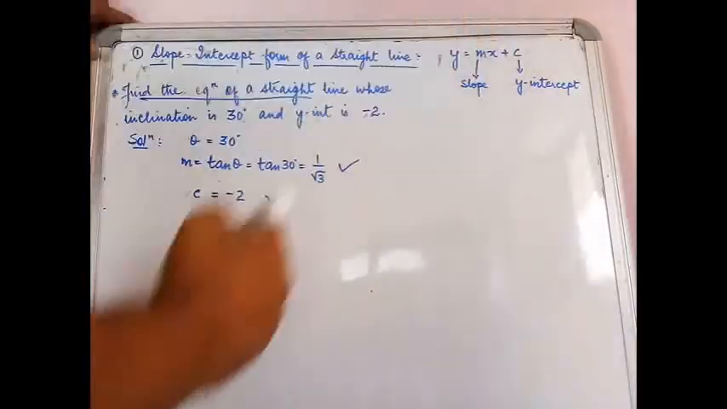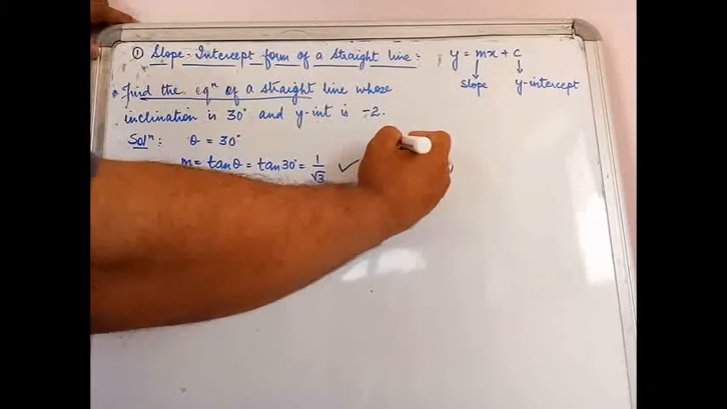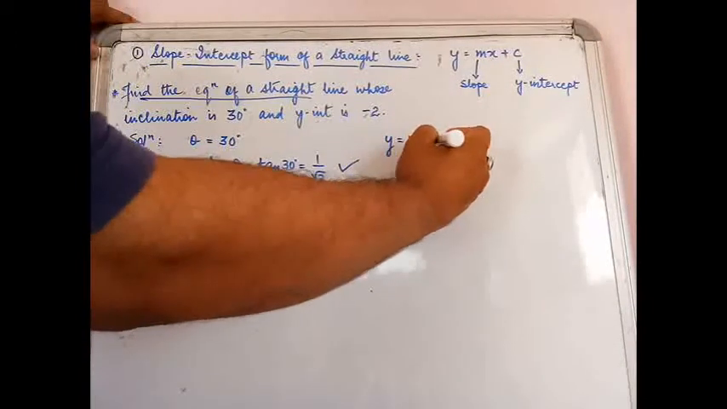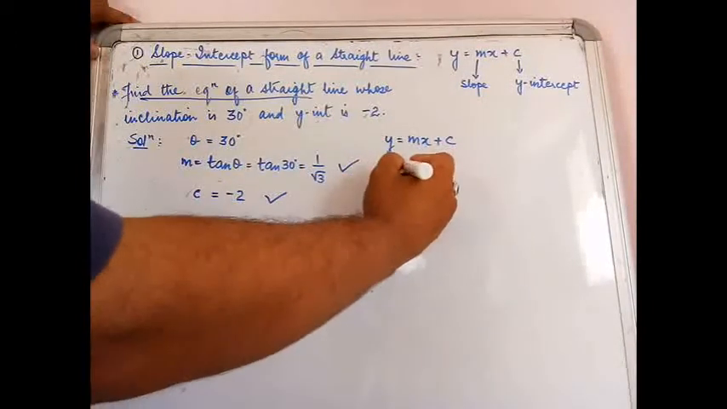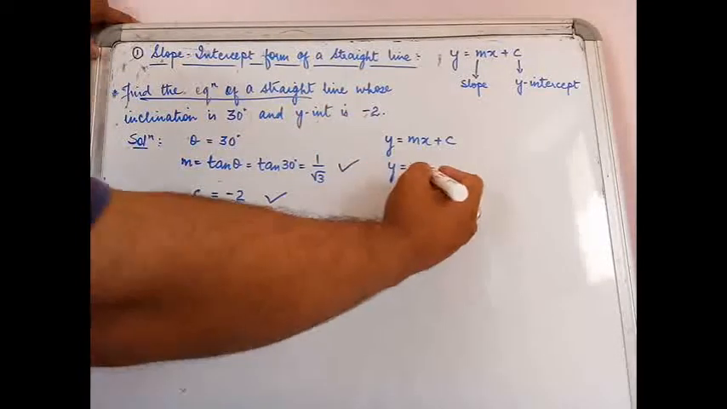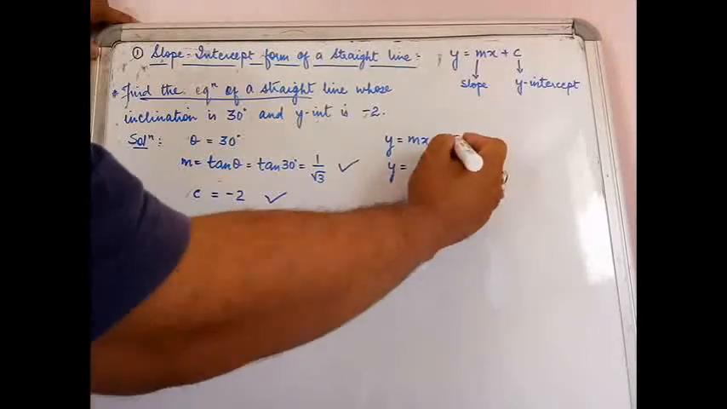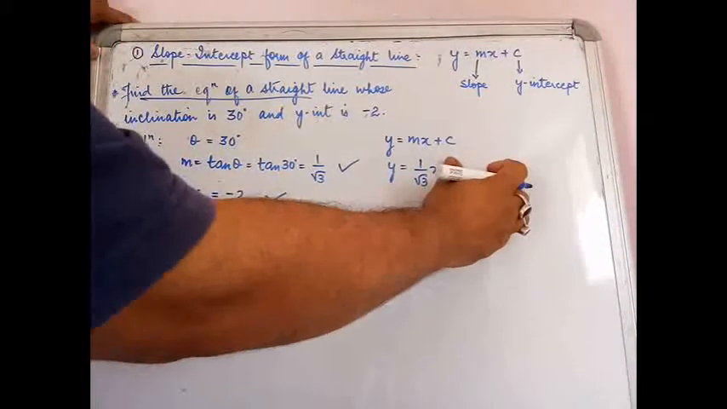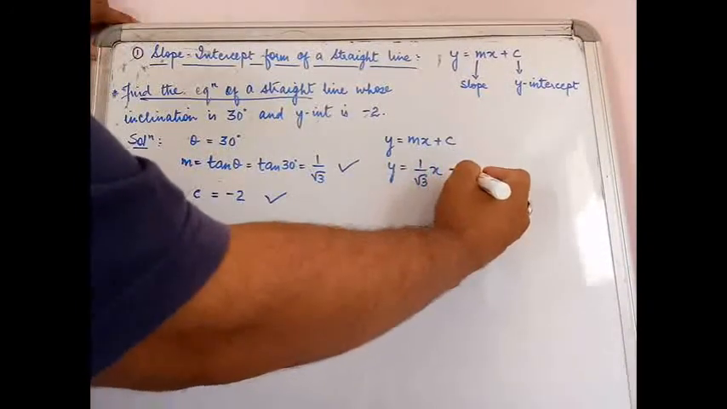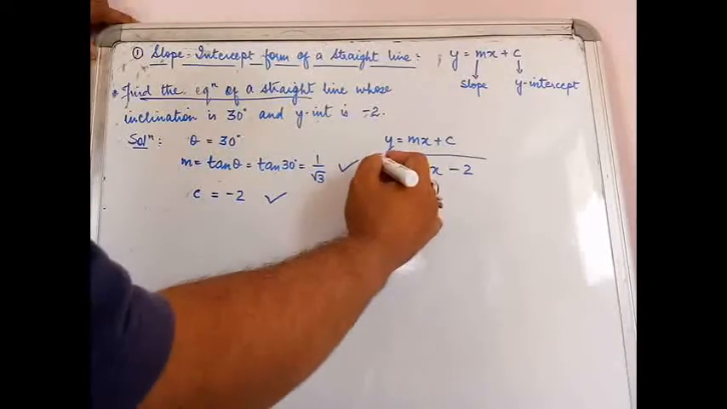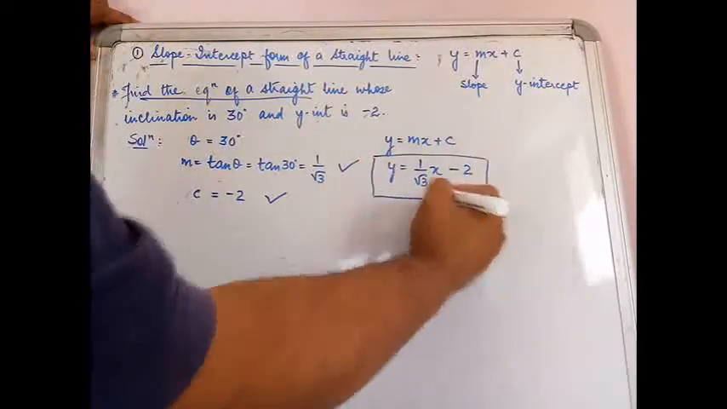So what will we use? We will use y is equal to mx plus c. So y is equal to, what is the value of m? The m value is 1 by root 3, x plus c. The c value is minus 2, so you can simply write minus 2. So this is the equation of the straight line.